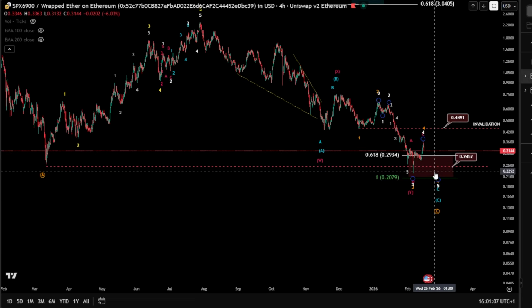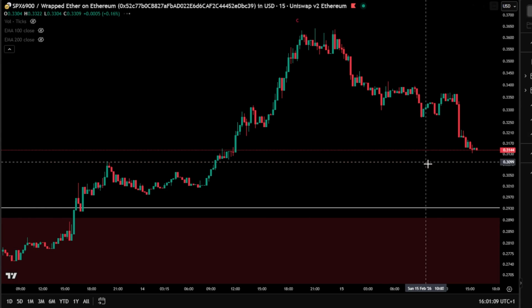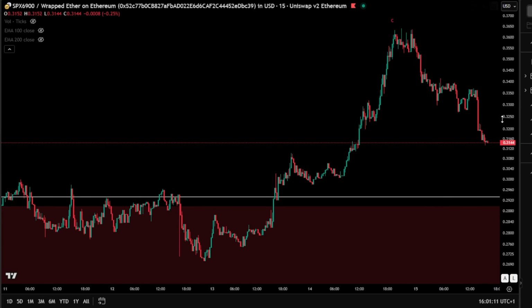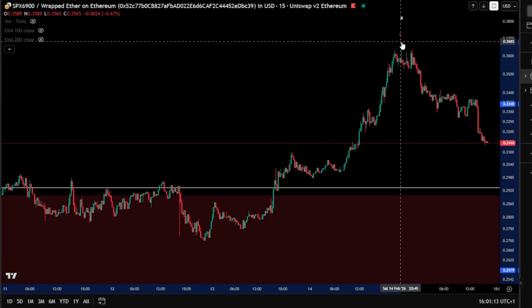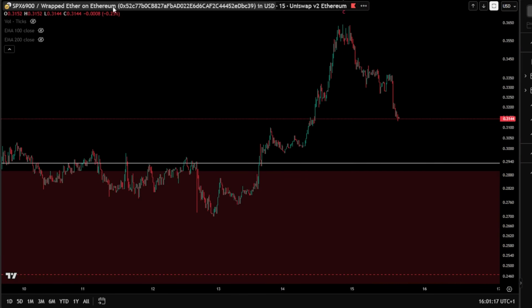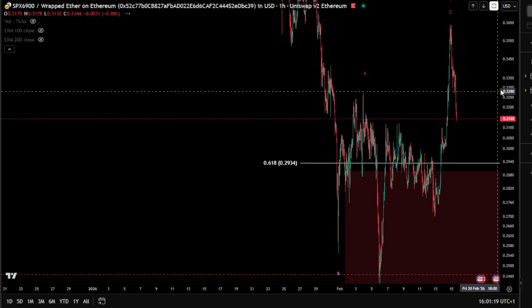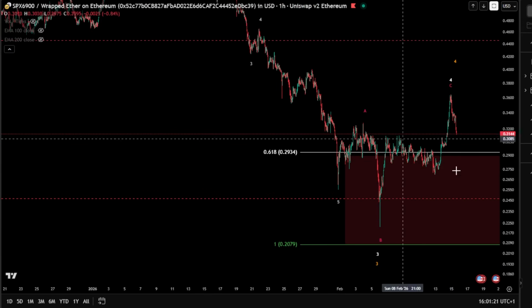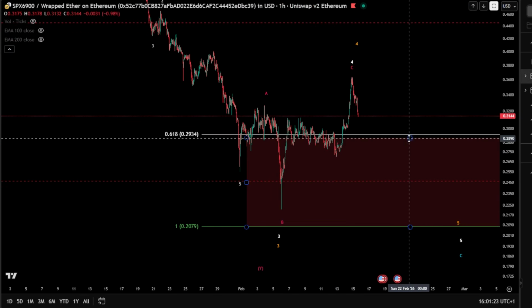I'm still looking for the 1-to-1 fib level, the most common target here, at 0.20 dollars for SPX 6900. This is my highest possibility here, because the weakness that we are looking at right now is very impulsive, and it looks like something still looking for lower, guys. We're not yet totally ready, but again, we're very close for the low, for the bottom.